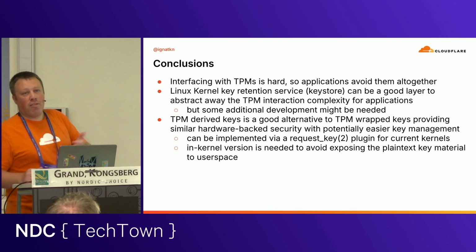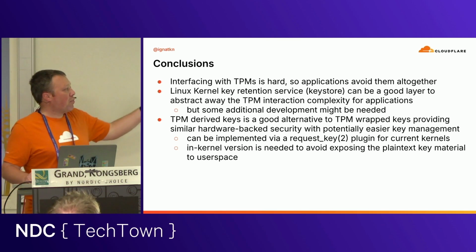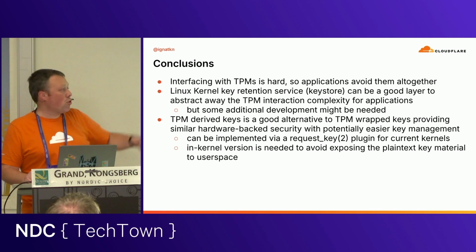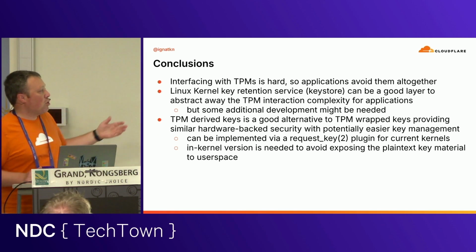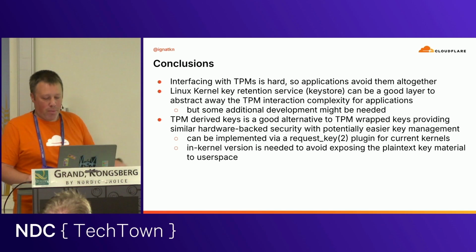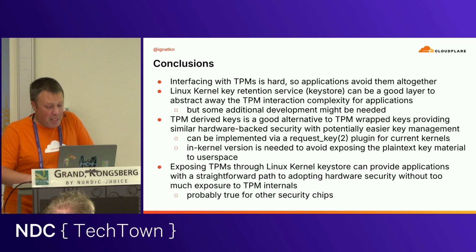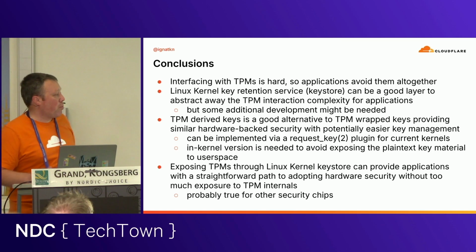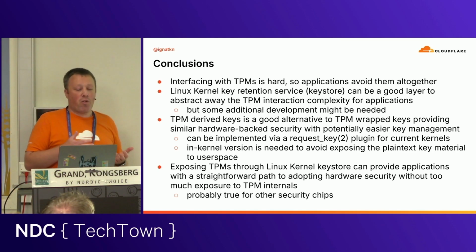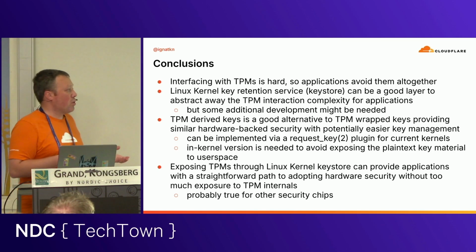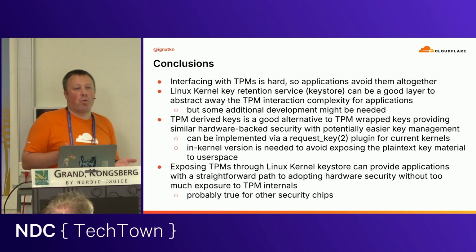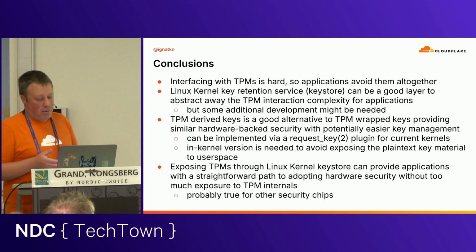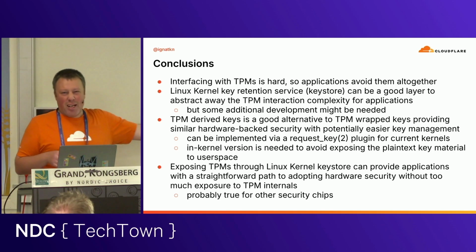And basically, if you want them now, it can be implemented via a RequestKey plugin for the current kernels. But if you want a fully in-kernel version, you probably need to wait until I manage to push my patches through somehow. Exposing TPMs through a Linux kernel key store can provide applications with a really straightforward path to adopting hardware security without much exposure to TPM internals. So the kernel will handle all of that. And it's probably the same for any other security chips.